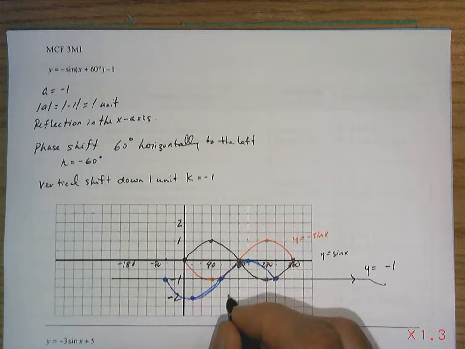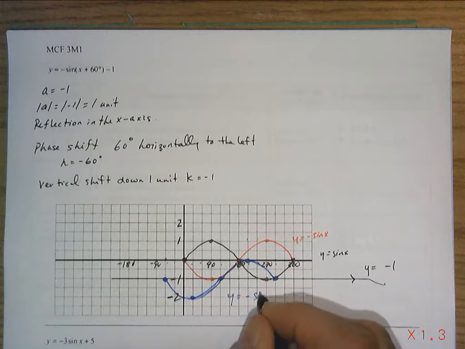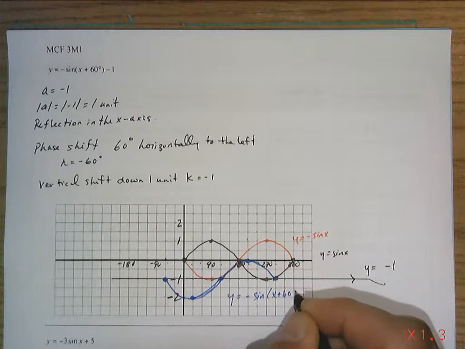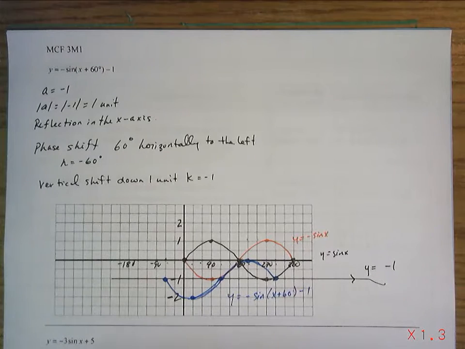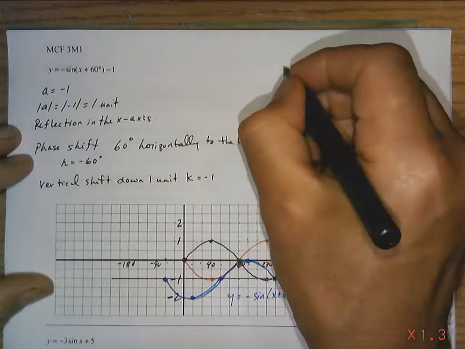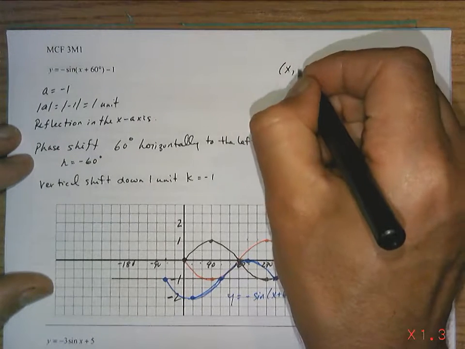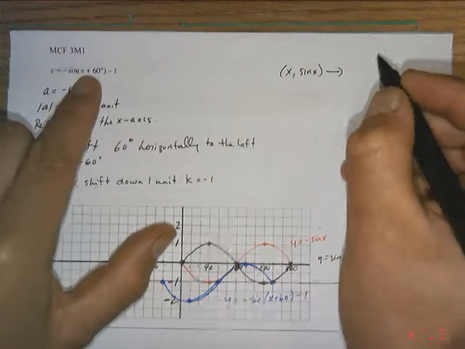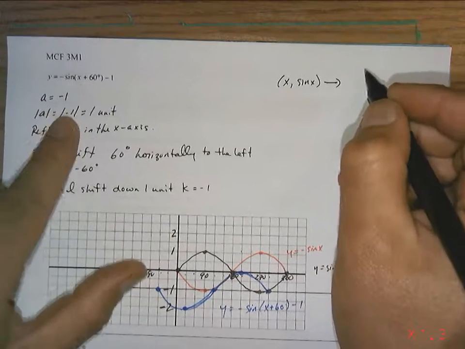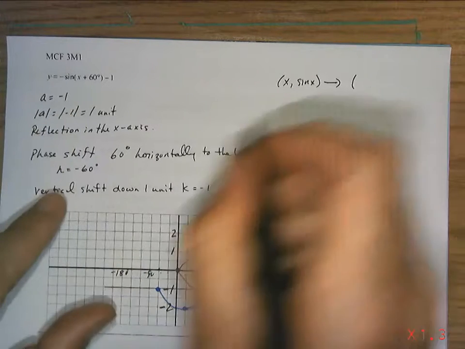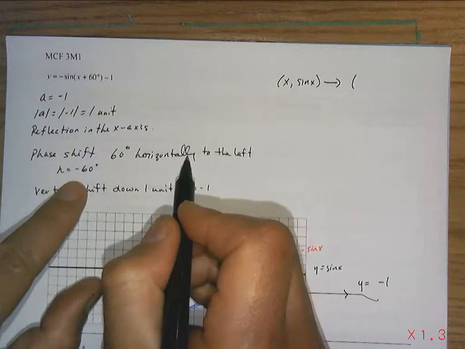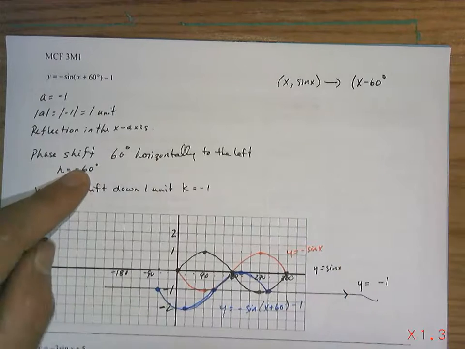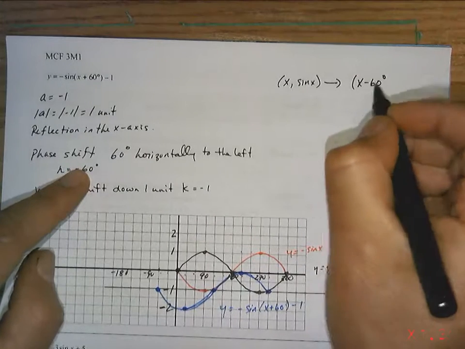The other way to do this question, again, is with mapping notation. And you need to know both, because on a test or anything, we will ask you for the mapping notation. So in this case, the mapping notation is going to be x comma sine x. And to do all of these things to it, let's work through it. There's going to be a phase shift to the left, 60 degrees. So all the x values have to be moved to the left 60 degrees, and that's what does that.